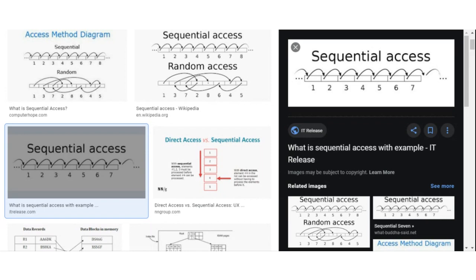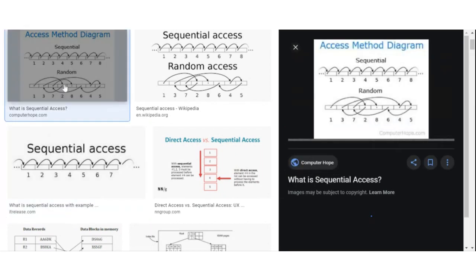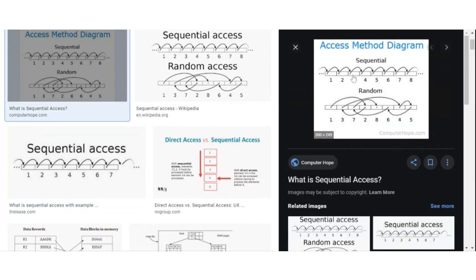Let me just show you. If you look at this diagram, can you see the difference? If you look at the random, we are obtaining the record or the file directory without following any procedure. The computer can just go and obtain that directory. You don't have to confirm the information from part A or part B. That information is accessed directly. That is what we call the random access method.